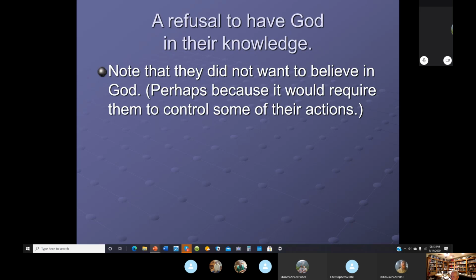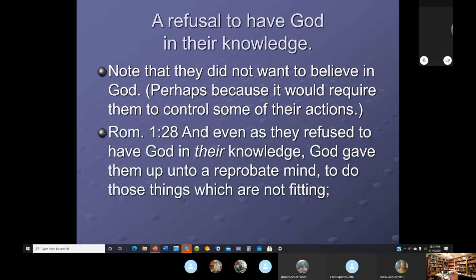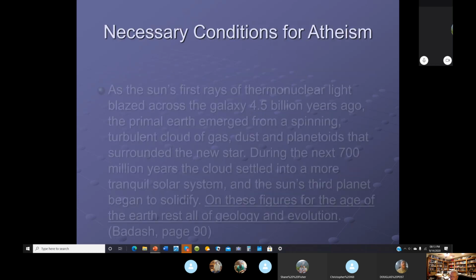They did not want to believe in God. If you read that carefully, you'll see that. Perhaps because it required them to control some of their actions, govern themselves, guide themselves. Romans 1:28 tells us why. And even as they refuse to have God in their knowledge, God gave them up into a reprobate mind to do those things which are not fitting. So they want to do evil things and engage in activities that are sinful. They don't want to be controlled.